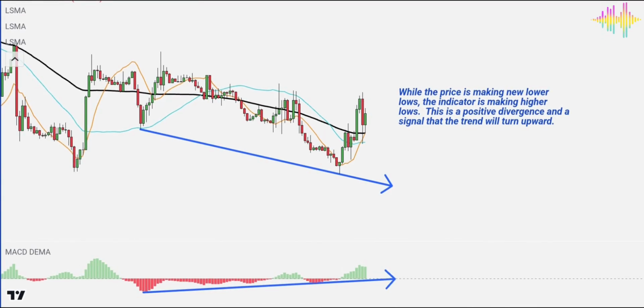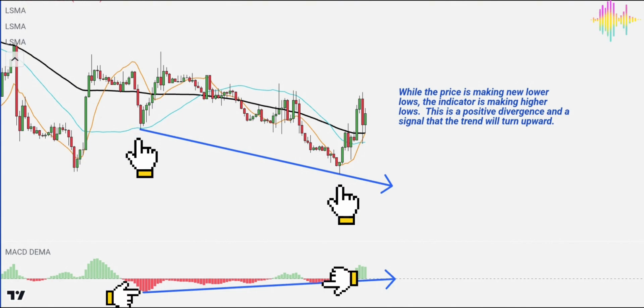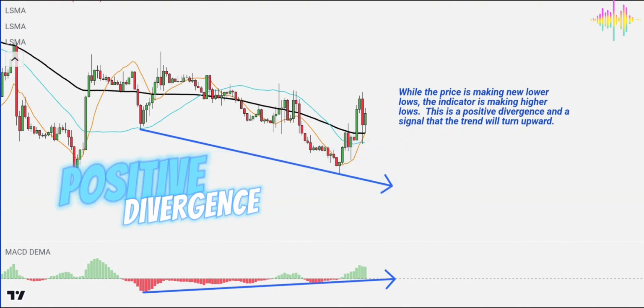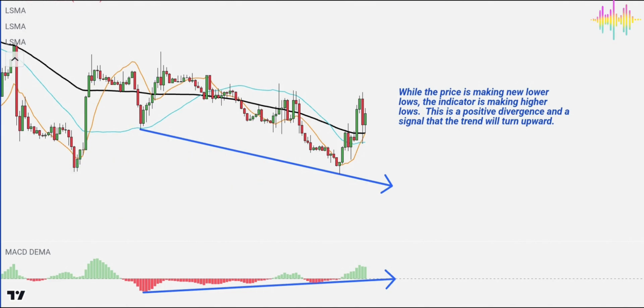Let's start with our first example. As you can see on the chart, while the price candlesticks are consistently making new lower lows, the MACD DEMA histogram is making higher lows. This action is referred to as positive divergence and signals a potential trend reversal, but it is not a strong enough signal to enter a trade definitively.